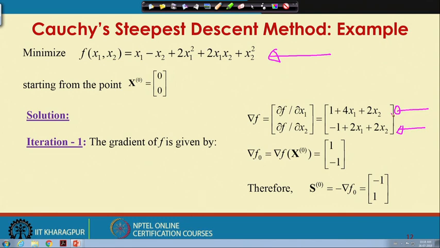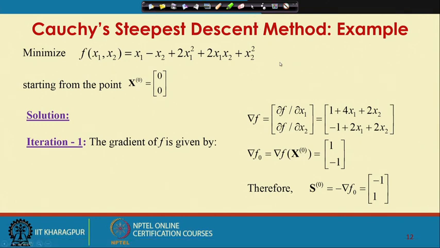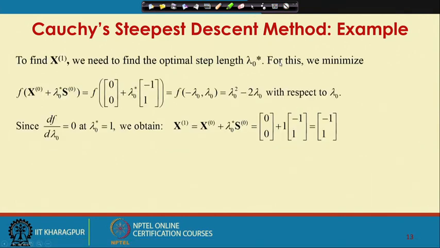So, find out the value of the gradient at 0 0. Set x 1 equal to 0, x 2 equal to 0, and you get 1 minus 1 as the gradient vector. The negative of this vector will be considered as the search direction. So, S 0 is minus del f 0, which is minus 1 1. So, I have the search direction.